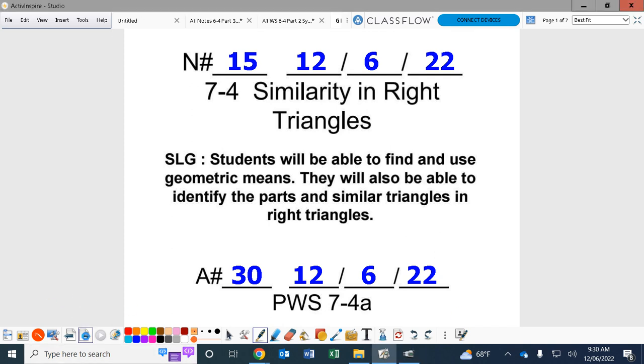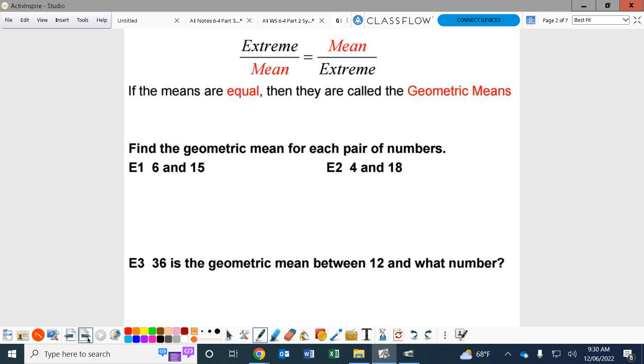That's why I said y'all needed to know that fraction. So here's that fraction again. Remember that the extremes come in the first and the last spot. The means come in the second and the third. So extremes first and last, means are in second and third spots here.